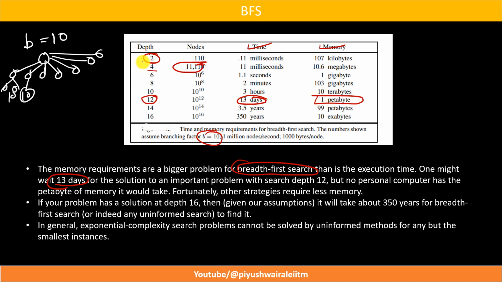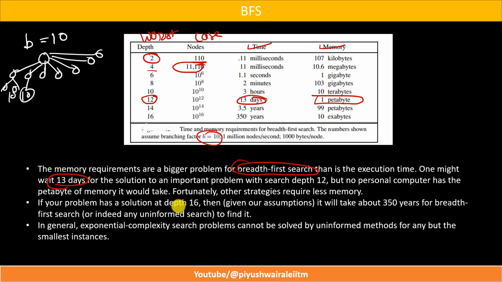So we are considering the worst case scenario, okay? But no personal computer has the petabyte of memory it would take, right? So in order to process this much data, 1 petabyte of data, we require a supercomputer only. But fortunately, other strategies require less memory. So if our search space is bigger, then BFS will not work in that case.